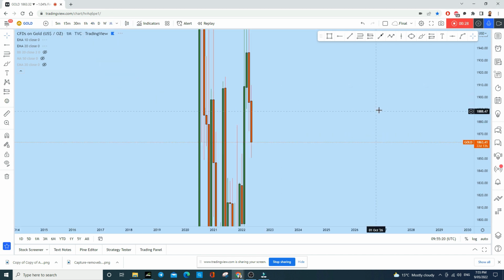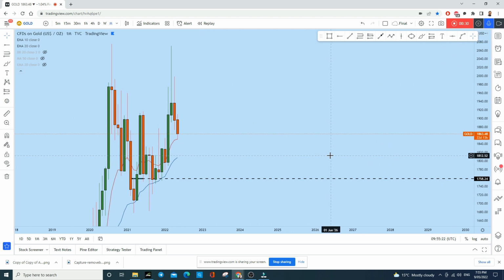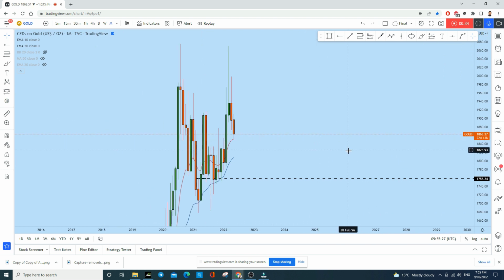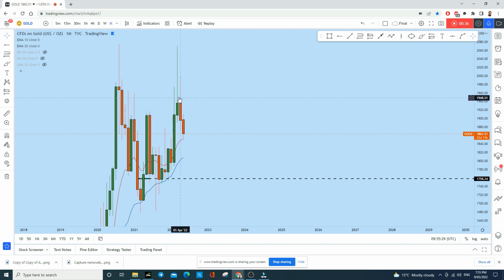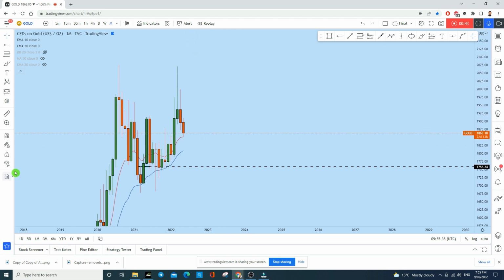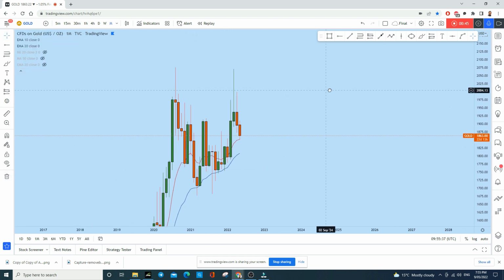Starting with the monthly time frame, what we have seen is that on the monthly, as expected, as discussed in all of my analysis, after the previous month's bearish candle, gold started to drop. Now let's see where we can expect gold to come back.